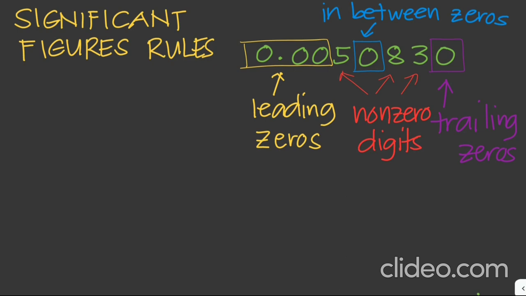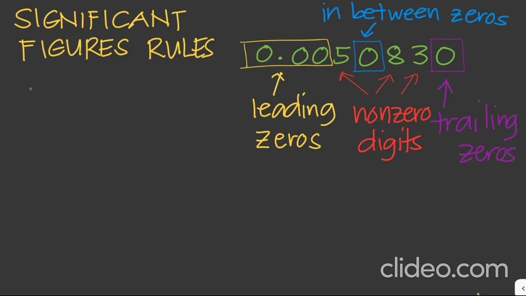But first, what are significant figures? So these figures are the number of digits in a value, often a measurement, that contribute to the degree of accuracy of the value. So here are the rules for counting significant digits. So all non-zero digits and any zeros contained between non-zero digits count or are significant.